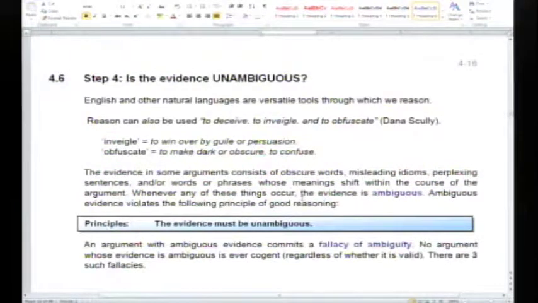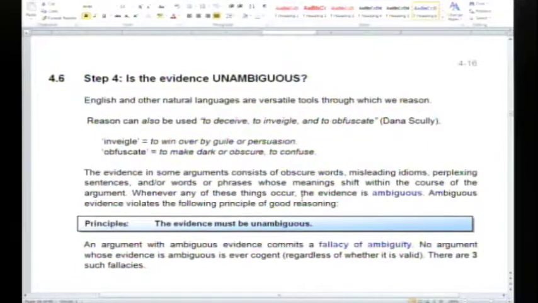Is the evidence unambiguous? Well, the thing about language is we can use language for all kinds of wonderful things, and we can use language for all kinds of bad and despicable things. But when you're trying to show that your claim is true, you can't do that if there's a shift in meaning, intentional or otherwise, that occurs within the context of the argument.